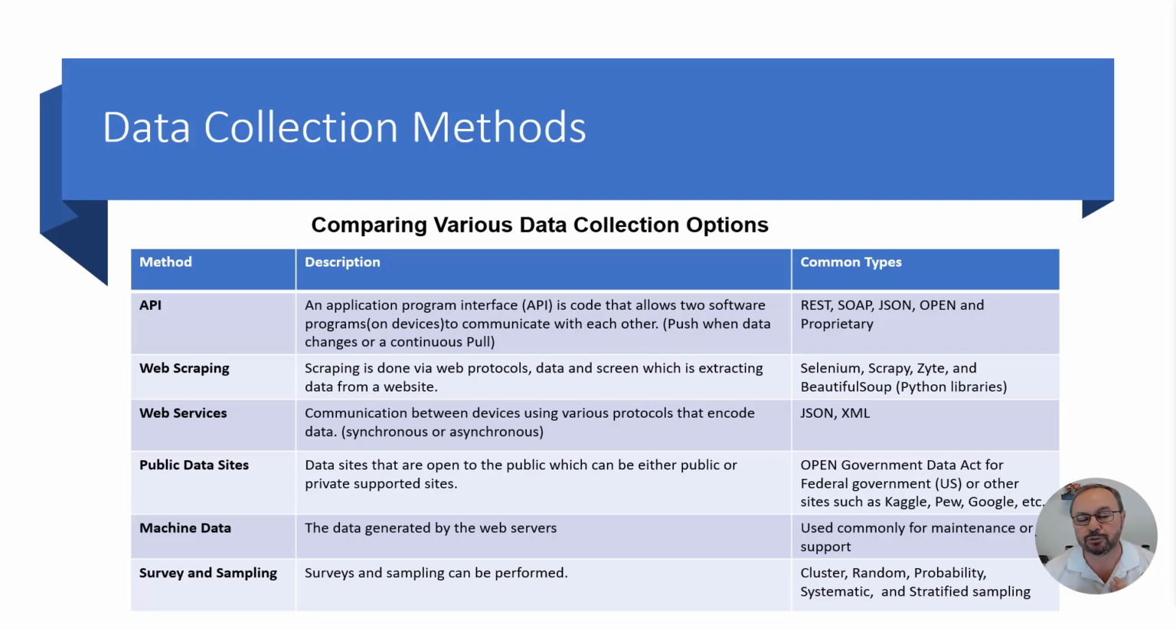Now, when it comes to APIs, they're typically going to be either push or pull. In other words, the API may be used to send information from, let's say, a source to the target system. Now, that data could be as simple as stock ticker data.